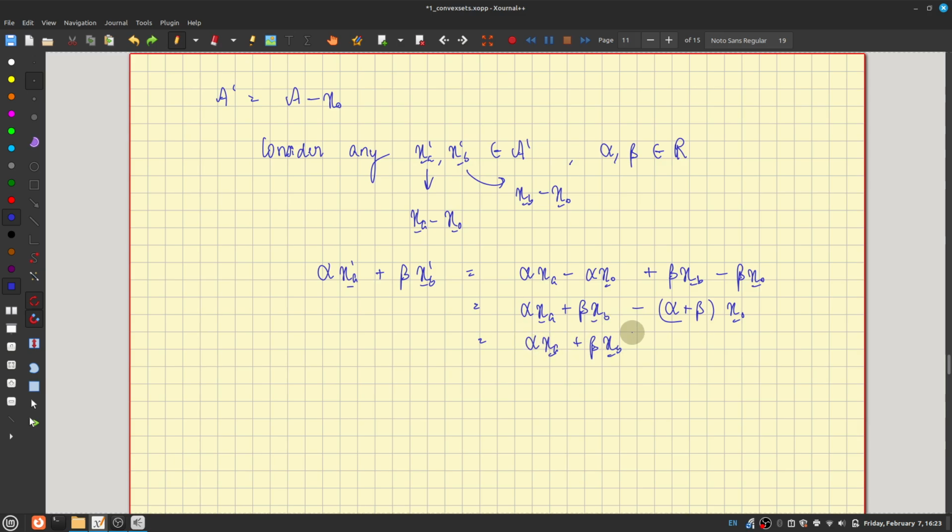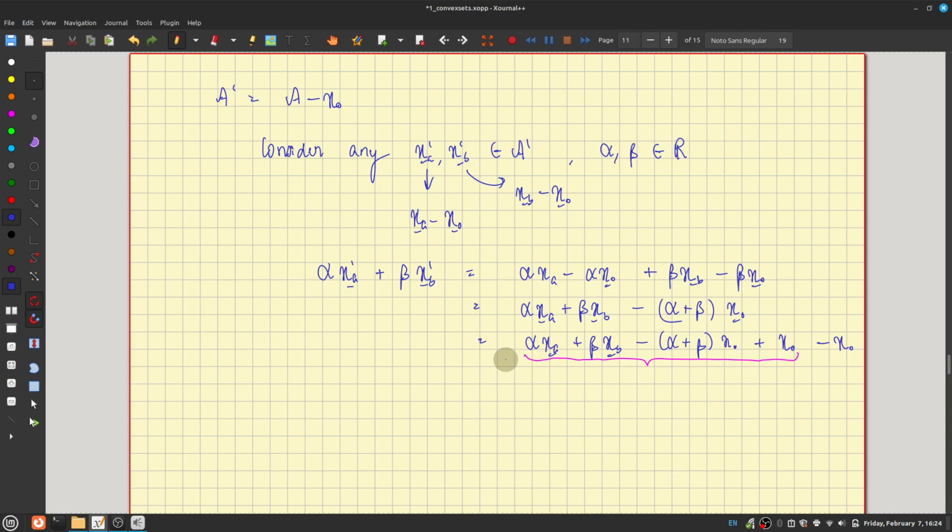So I have alpha xa plus beta xb minus (alpha plus beta) x naught plus x naught minus x naught. I haven't changed anything else here. Now let me look at just these terms. xa belongs to A, xb belongs to A, x naught belongs to A. Correct? So each of these vectors is an element of this affine set A. What do these coefficients sum to? 1. Correct?